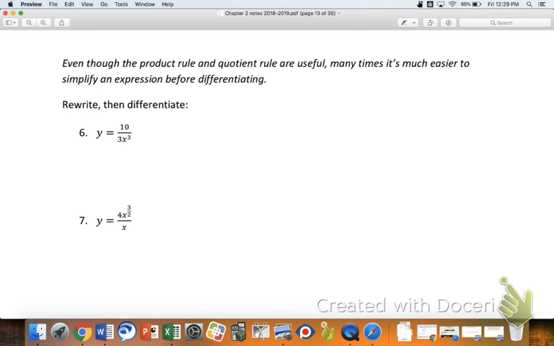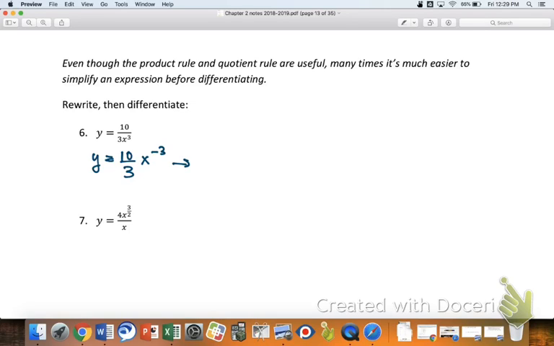So check this out. Any ideas on what we could do to rewrite this thing? Yeah, move that x up and make the exponent negative. So you could write y equals 10 thirds x to the negative 3. So now that x is up as a numerator, and as you said, the variable's exponent has to change sign. Whoa, this is way easier now. This is no longer a quotient rule. What is this?